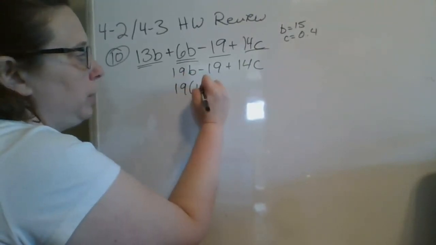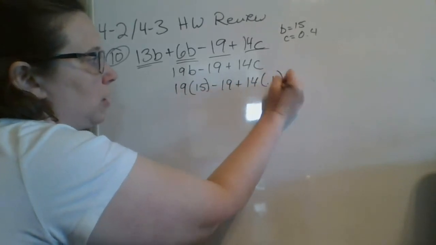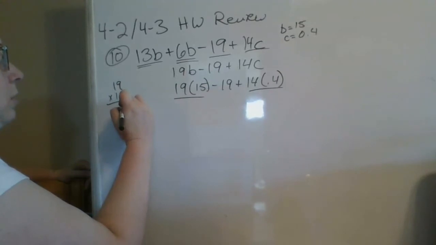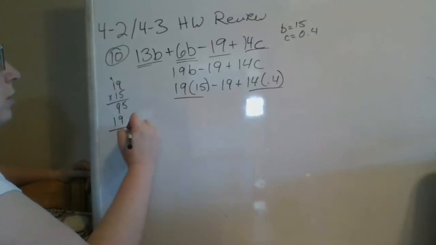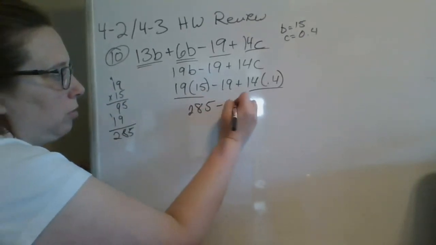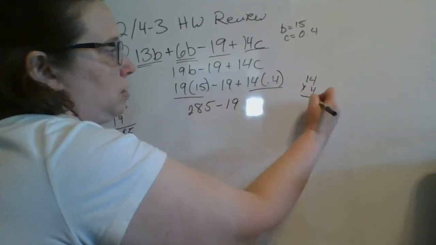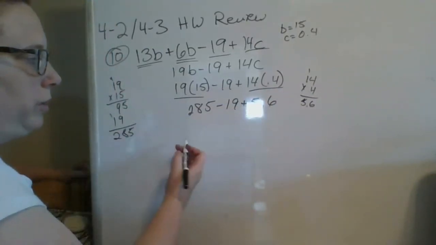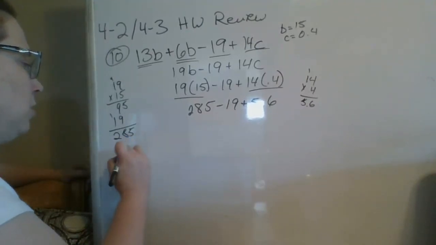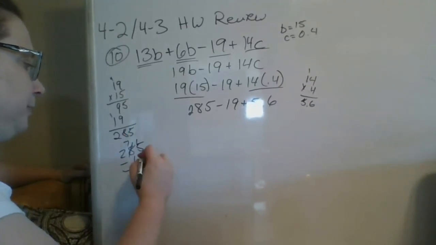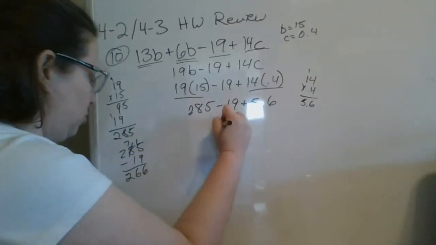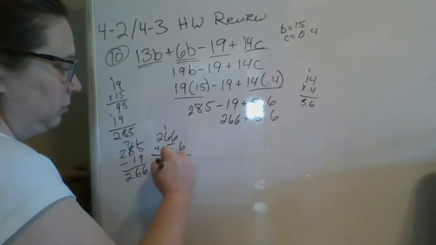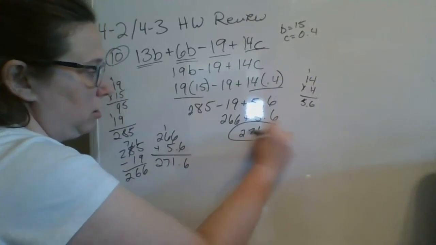Now we can substitute for B and C. And now we can go ahead and multiply. So here we have 19 times 15, 285. And we have 14 times 4/10. 1 decimal, so we have 1 decimal. When I do the rest of this, I'm going to go left to right because I just have addition and subtraction left. So I have 285 minus 19, 266, plus 5 6/10. So my final answer here would be 271 6/10.